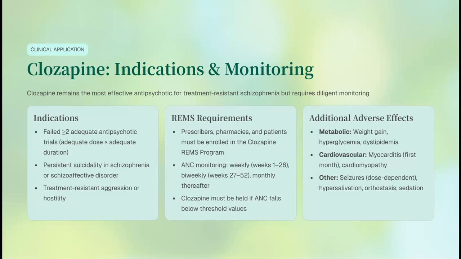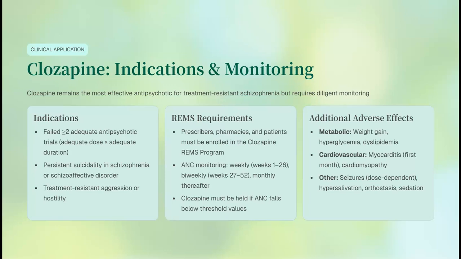ANC monitoring is intensive and front loaded. Weekly for the first 6 months, then bi-weekly through month 12, then monthly indefinitely. That's non-negotiable. You have to hold the drug if the count drops below the safety threshold. So it's very important to monitor this because of the risk of agranulocytosis. That's why a lot of patients don't want to take this. They don't want to keep getting stuck.